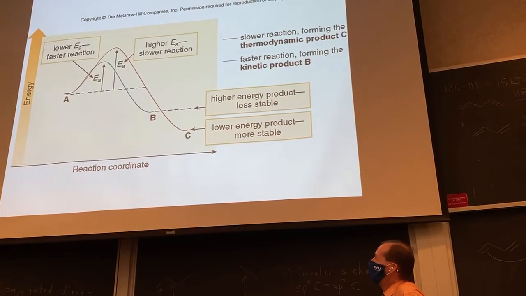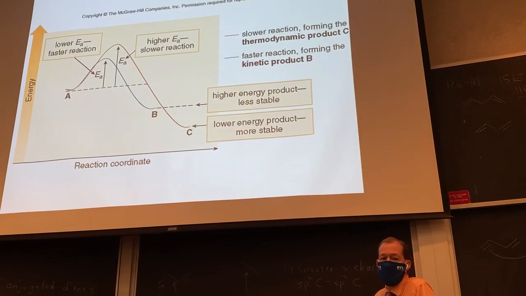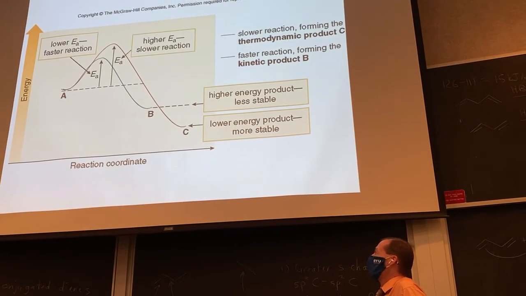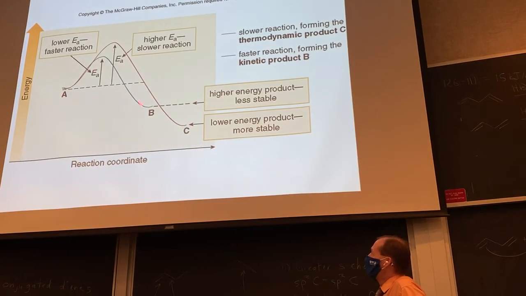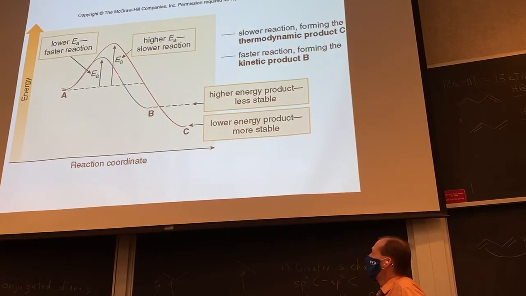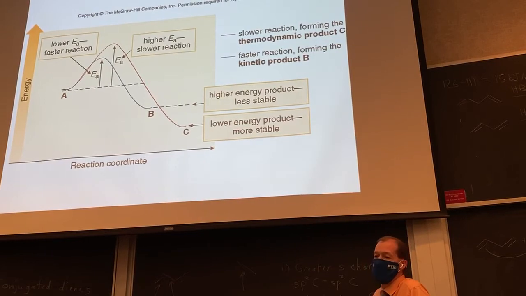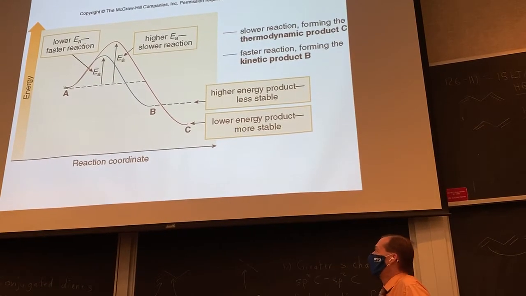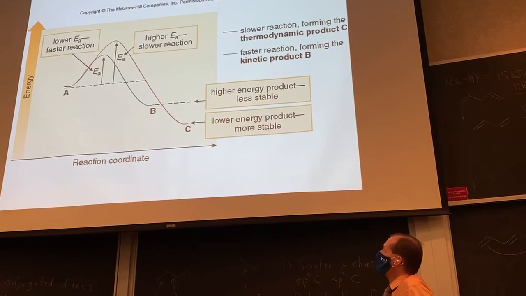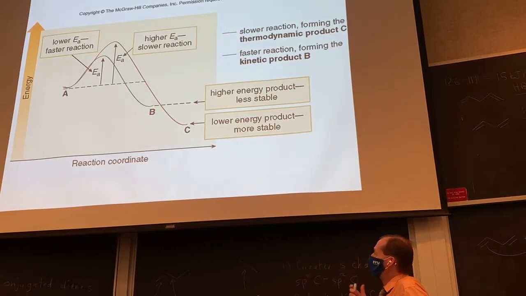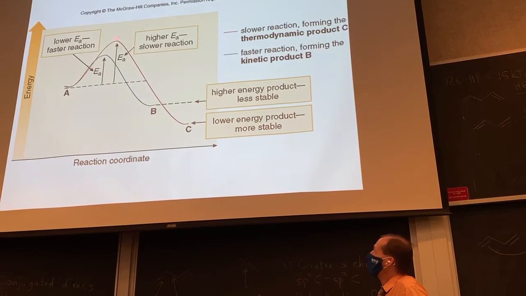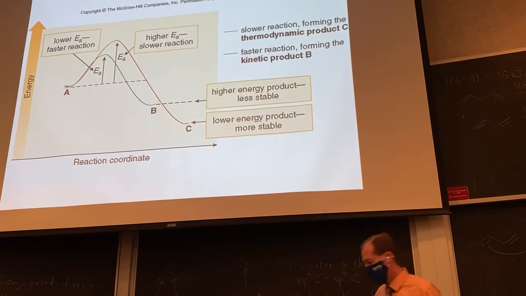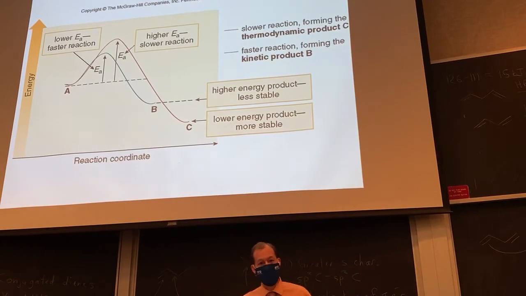However, we know that energy of activation is inversely proportional to reaction rate. So the pathway leading to our higher energy product has a lower energy transition state, and therefore a lower energy of activation and a faster reaction. So the lower energy transition state leads to the higher energy product. The higher energy transition state leads to the lower energy product. Okay, so that's in general how this happens.